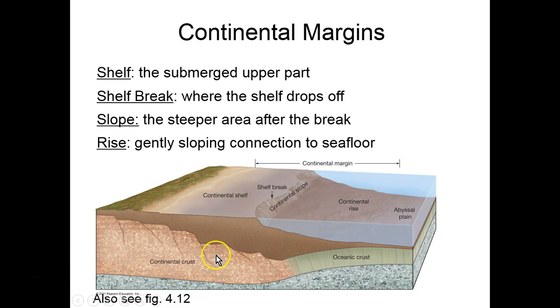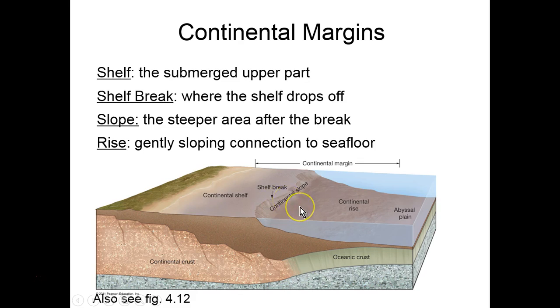Okay, so the majority of the continental margin is over continental crust, but it does make that connection to the oceanic crust as well. So we have the continental shelf, which is the submerged upper part, and it's usually gently sloping, but it depends on where in the world you are. That continental shelf could actually break off really quickly and actually be very strongly sloped. Then we have the shelf break, which is where the continental shelf suddenly drops off. And where it's dropping off, where the slope has increased, we call that the continental slope.